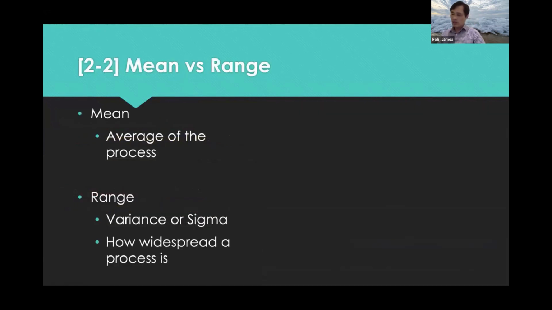The second thing that we want to consider is mean versus range. We have two sources of variation. One variation comes from the mean, and the other one comes from the range. And I'll take an example of this. So let me share this.